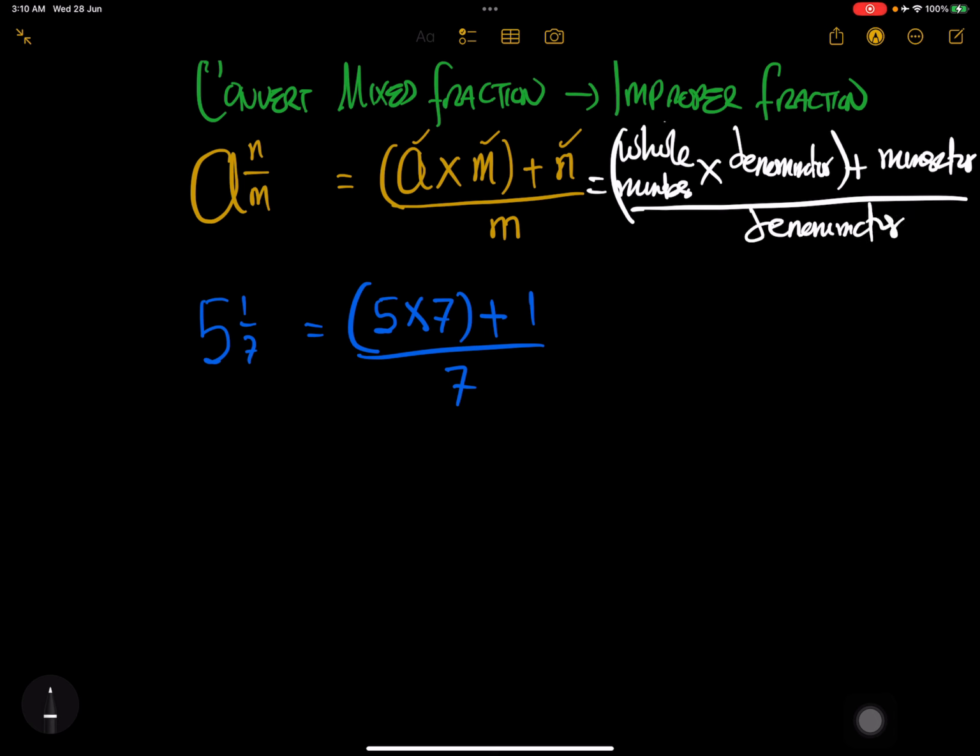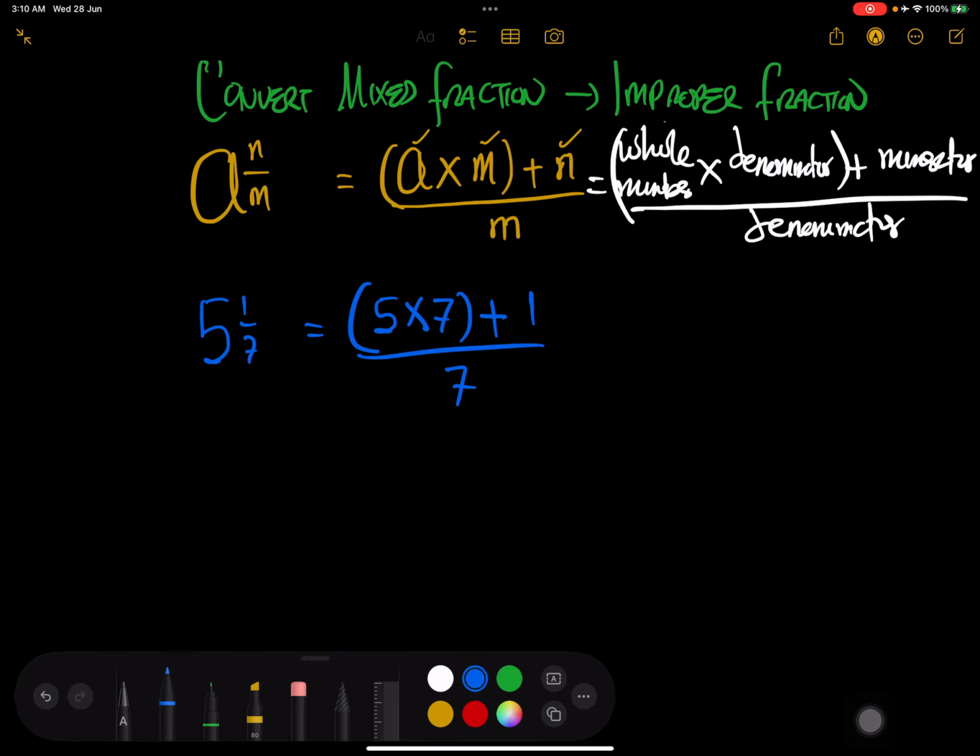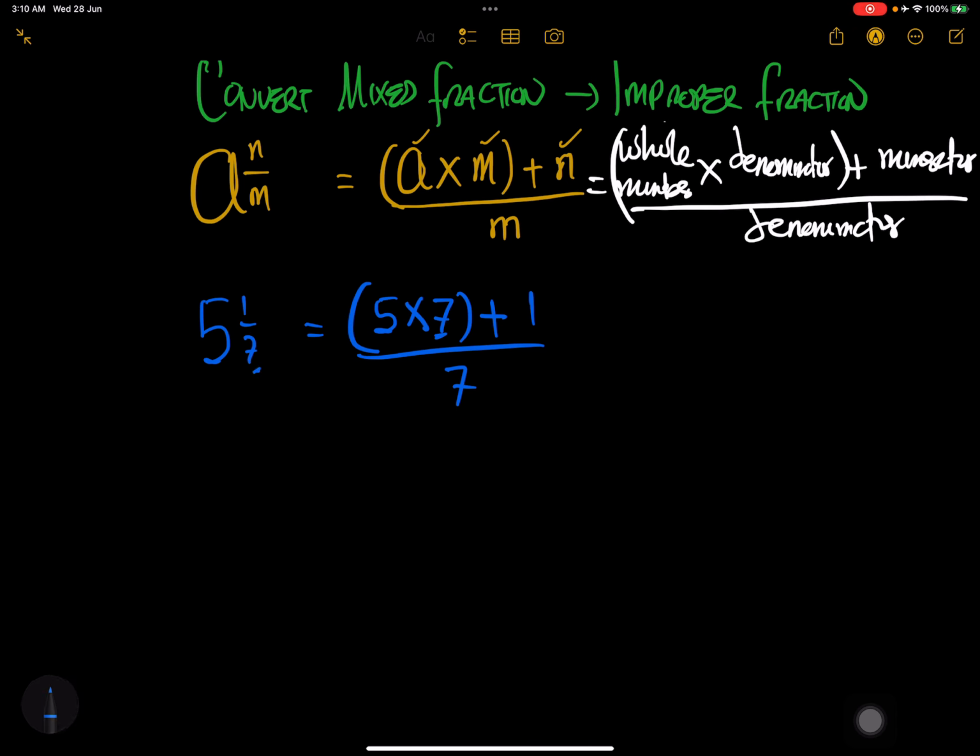So it's the whole number multiplied by the denominator, adding the numerator to it, and dividing everything by the denominator. So that's what we're doing here. Nothing changes. It's a 5 multiplied by the denominator. We add it to the numerator and divide it by the denominator. So here we're going to get 5 times 7, which is 35. And then we're going to add that 35 to the 1, and we divide everything by 7. So we end up getting 36 over 7.